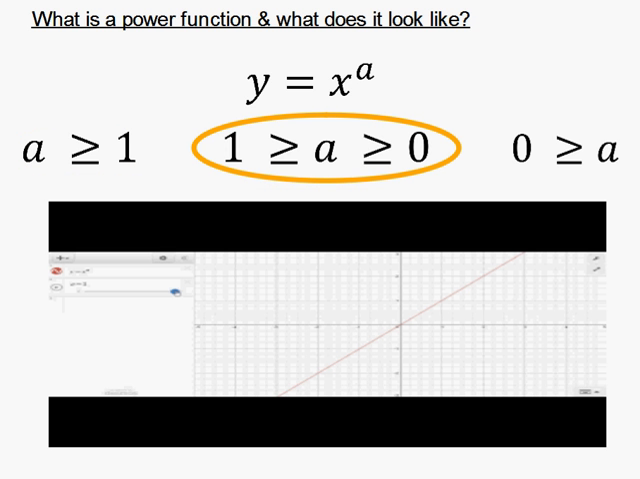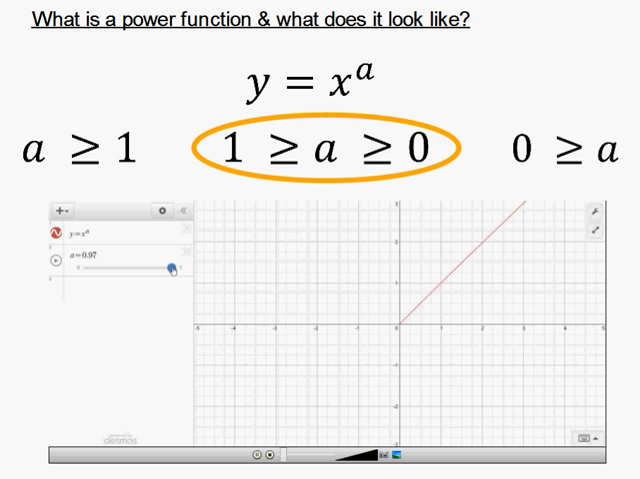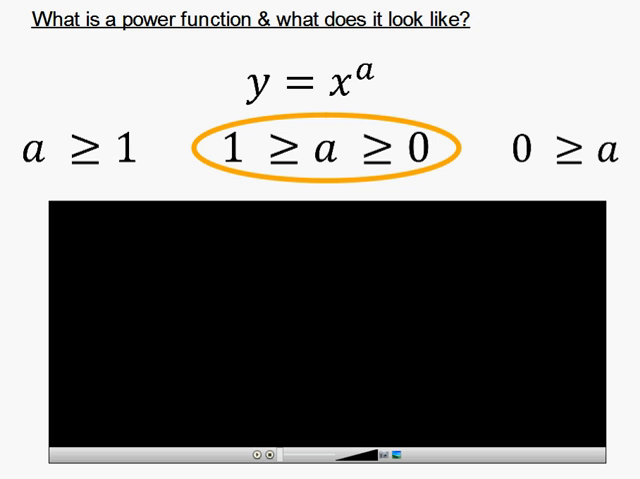If a is between 1 and 0, we actually get a different kind of shape, which looks kind of like this. Right now I'm starting at 1 and sliding backwards. And you can see we're getting kind of this square root shape. Again, there are times where on the negative side it's down or up, and sometimes it doesn't exist because of that square root issue. And as we get close to 0, of course, we're going to end up with a horizontal line at 1, because anything raised to 0 is equal to 1. So we have that kind of behavior.